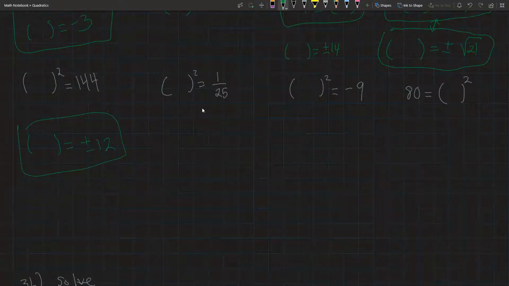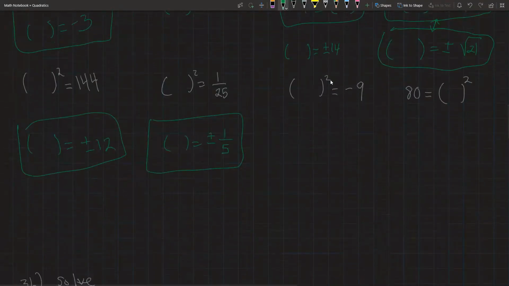That one's done. Something squared equals a positive fraction with both perfect square numerator and denominator. So we can conveniently say something equals a positive or negative. What's the square root of the numerator? That one's very easy. It's just the 1. What's the square root of the denominator? It is 5. So positive or negative 1 over 5. Those are the two possible solutions. Hopefully you're getting the hang of this.